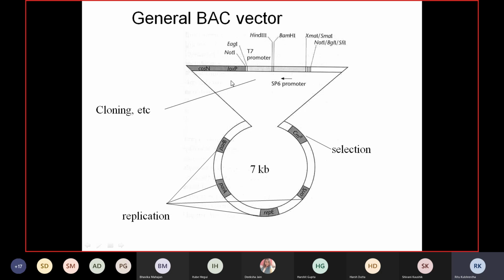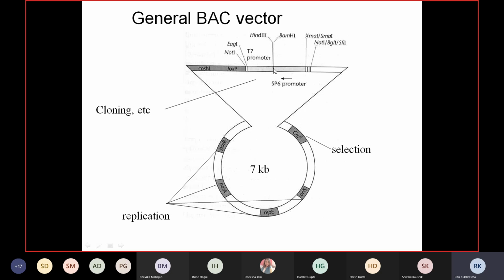Then another two sites that have been introduced into these vectors are the LoxP site and the cos site, and these sites are the ones which will help in linearization of this particular BAC. So, let me tell you why these had to be introduced separately. If I had to just linearize my BAC vector, then I could have easily cut it with a BamHI site. So if I cut it with a BamHI site, then it will be linearized.